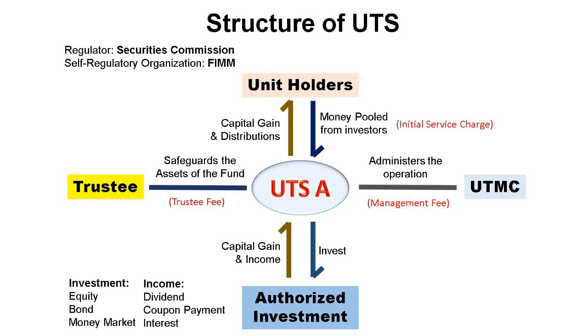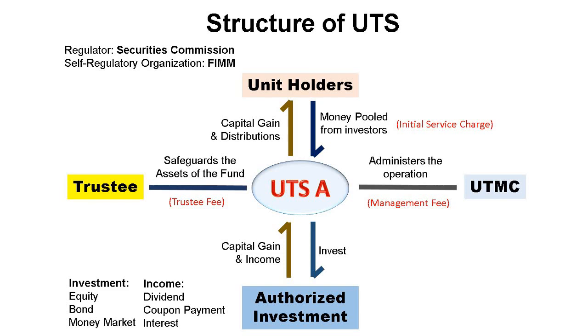Okay, that is where the UTMC administers the operation, and the trustee's main job is to safeguard the assets of the unit trust scheme. They take care of the money. And then what happens? The unit trust scheme, I already told you, they buy into companies, right? Those are based on authorized investments only. If the fund is a China fund, they only buy China companies. If the fund is an Australia fund, they only buy Australia companies.